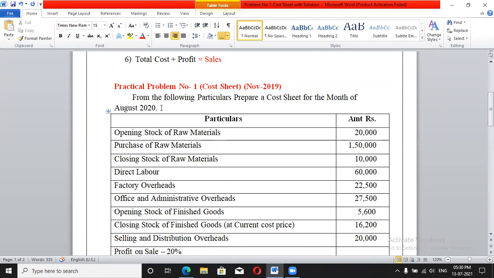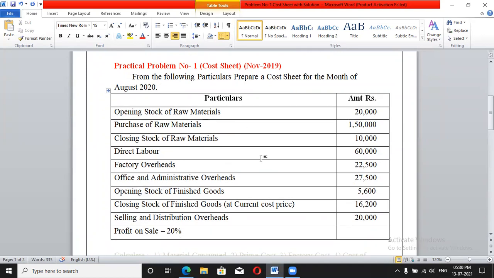So this is the problem of the cost sheet. In our next lecture we are going to discuss practical problem number 2. So this is practical problem number 1.